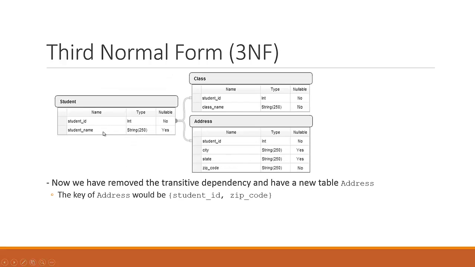So now we pull the address information out of the student table, which means we put it into its own address table. So now we've removed the transitive dependency, and we have a new table, like I said, called address. And the key of this address table would probably be student ID plus zip code. Okay, because if I didn't include the zip code inside of the key of this table, then we just have another transitive dependency, right? If student ID was the key of the table, then again, we'd have a transitive dependency because city and state are dependent on zip code. So we include zip code as being the key of this table, and there we go.